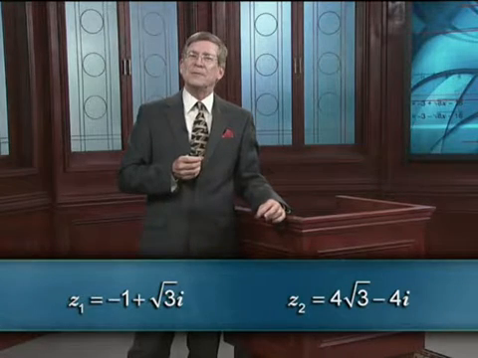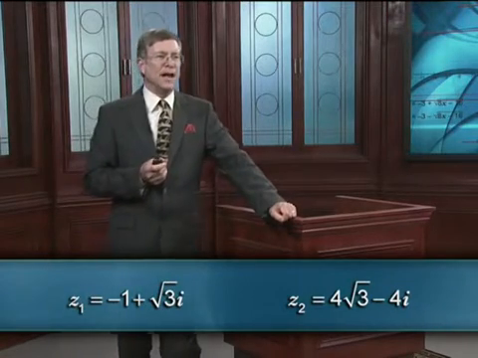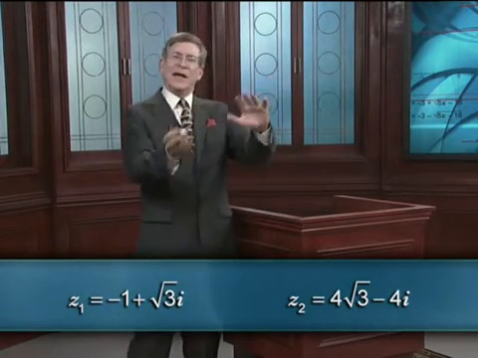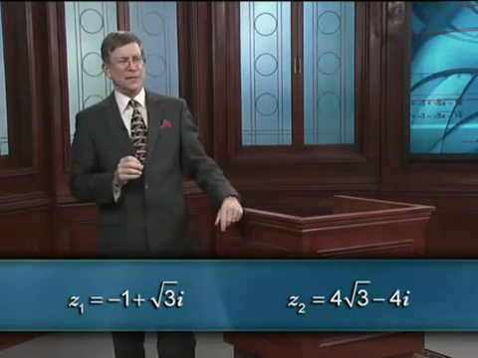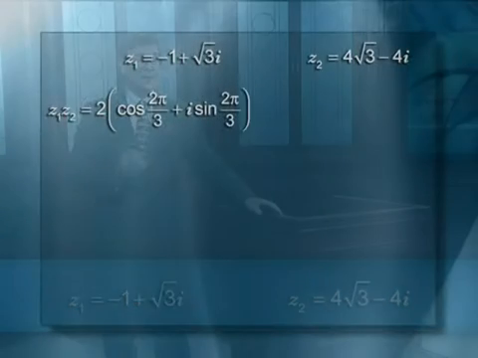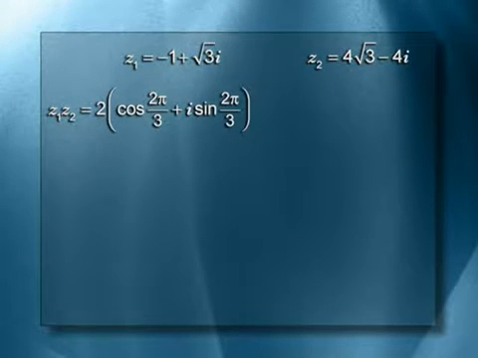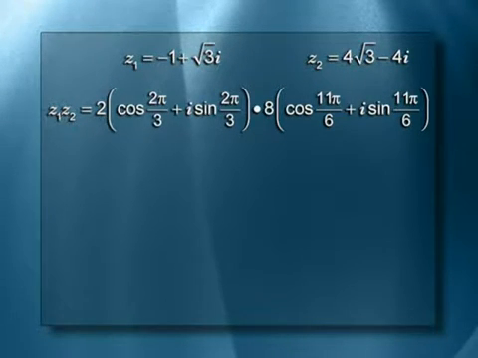Suppose one complex number is minus 1 plus square root of 3 i, and the other one is 4 square roots of 3 minus 4i. Now you could multiply these out as we've done earlier in the course, but let's use this new property for multiplying. First of all, I'm going to express both of them in trigonometric form. The first number is 2 times the quantity cosine 2 pi over 3 plus I sine 2 pi over 3. And the second one is 8 times the quantity cosine 11 pi over 6 plus I sine 11 pi over 6. That takes a little bit of work to get that trigonometric form, but I think you can do that. Let's multiply them out.